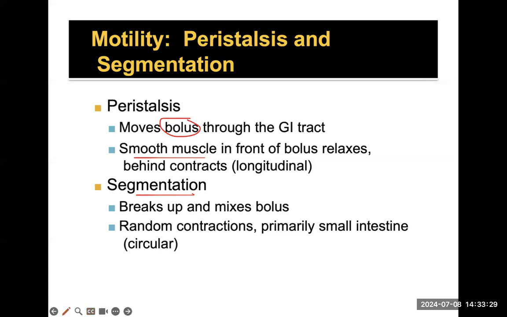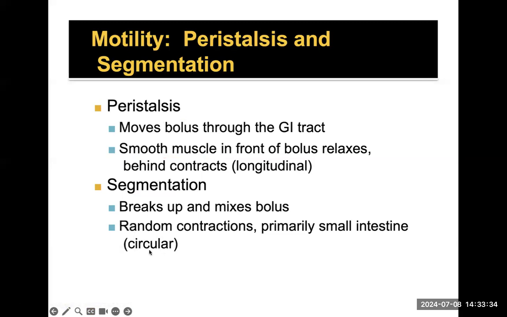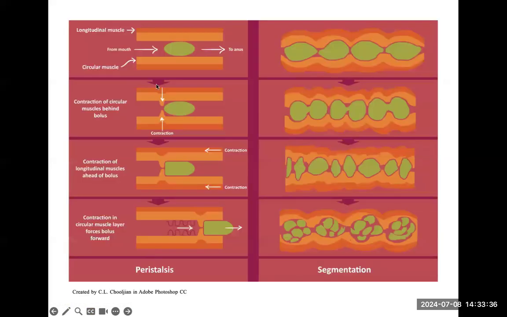And these are going to be random contractions, primarily occurring in the small intestine where you have lots of circular muscle. So again, peristalsis is longitudinal movement, right, from the mouth linearly. In this case, what happens with peristalsis is the bolus will move and then you'll have a contraction occur behind it, propelling it forward. Segmentation is churning. Again, you're going to kind of turn the food over, mix it up, and break it up like this.